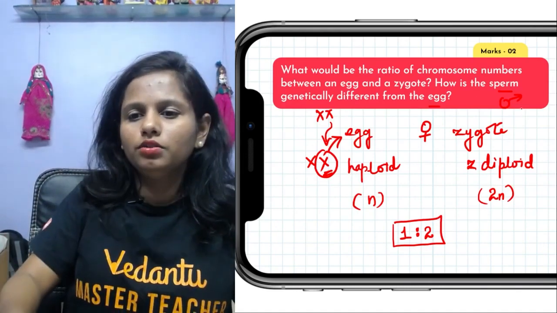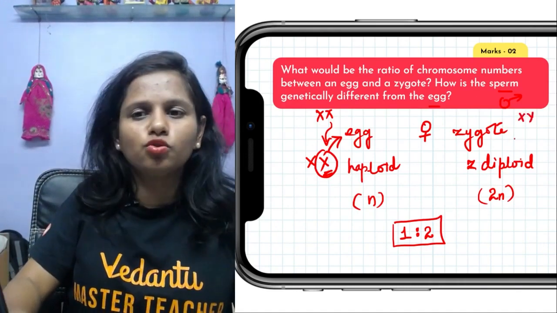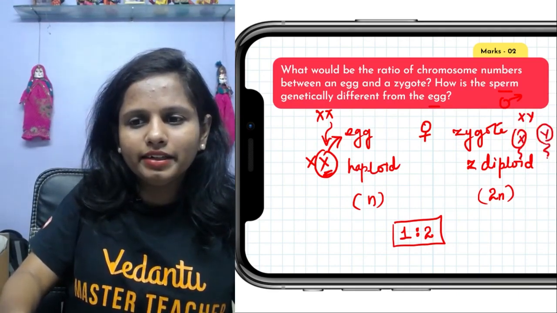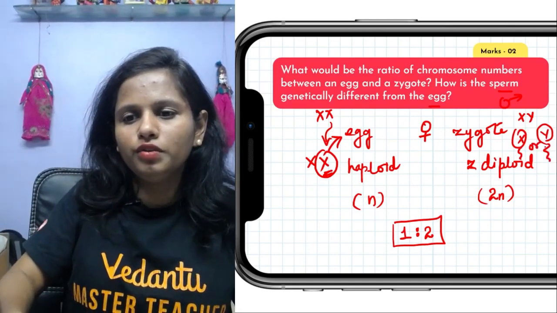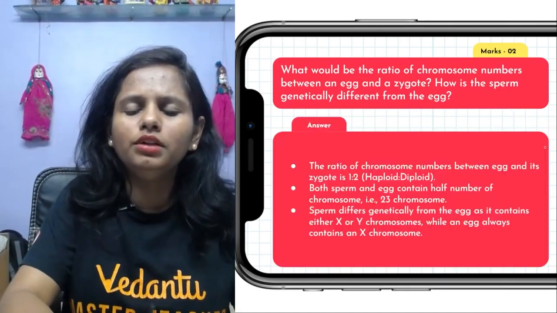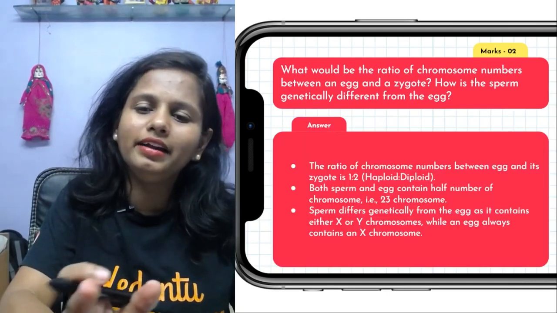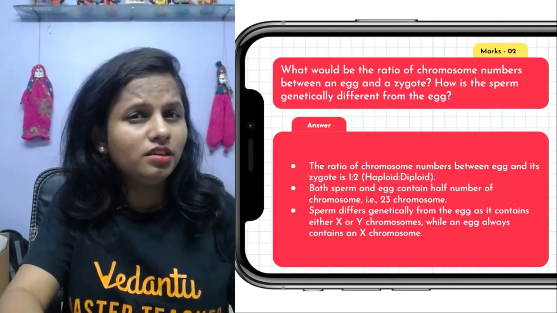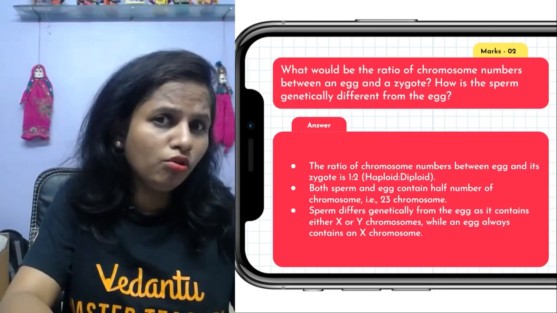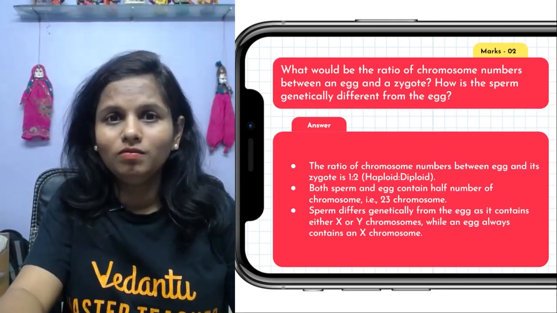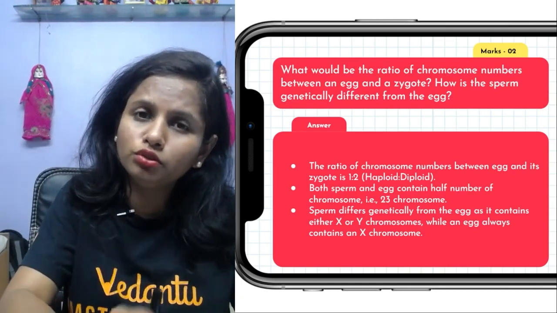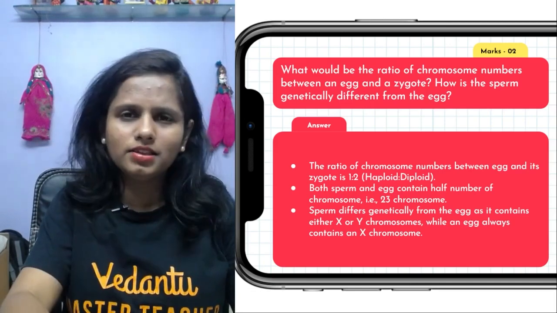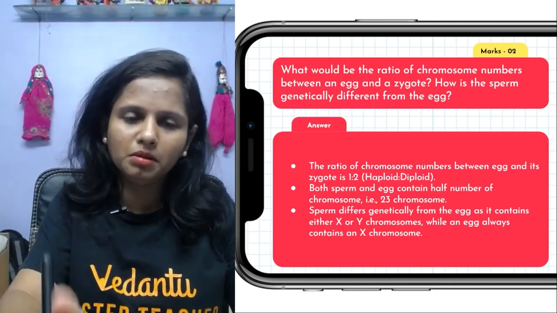But in the male body, there are X and Y sex chromosomes. So sperms can either contain the X chromosome or the Y chromosome, and it's always one or the other. That's the primary genetic difference between the egg cell and the sperm cell. Physical differences: egg is non-motile, sperm is motile. Egg is large in size as it stores food, sperm is small. So they can ask you such differences between the male and the female gamete.